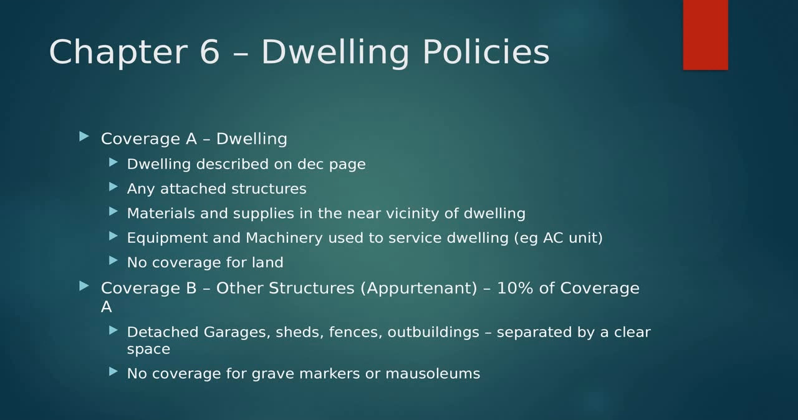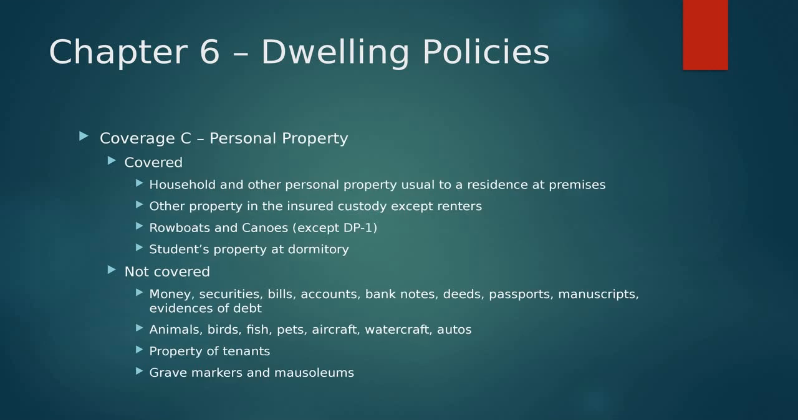Understand under a dwelling policy, you cannot have coverage under either coverage B or C for any grave markers or mausoleums. So those will not be covered. Those are excluded. Coverage C, personal property. This would be household and other personal property usual to a resident at the premise of the dwelling. Other property that is in the insured's custody and control other than renter's property.